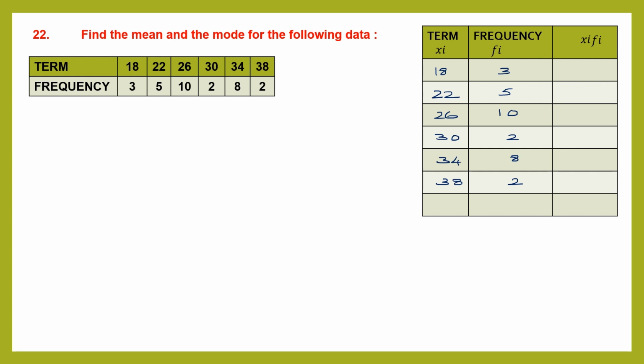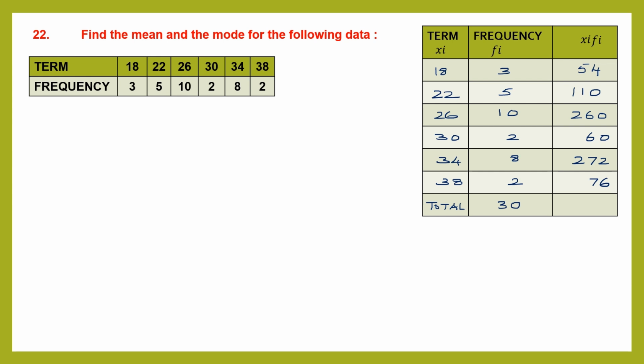18 threes are 54. 22 into 5 is 110. 26 into 10 is 260. 30 twos are 60. 34 into 8 is 272. 38 into 2 is 76. So now we know xi and fi, we have to find the total. So let's find the total of the frequency. When you find the total of the frequency, this will tell us how many observations there are. Okay, so let's add that up. When you add it up, you will get 30.